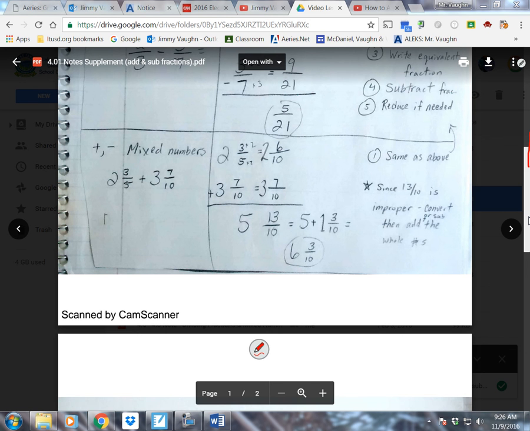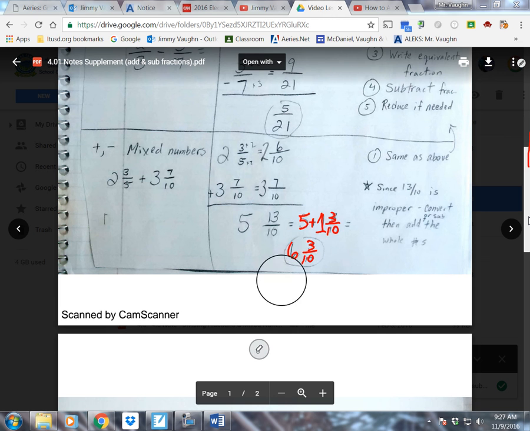10 goes into 13 one time with 3 left over, and the denominator 10 stays the same. Don't forget to add that whole number that you were working with before, 5, onto that, and so you come out to 6 and 3/10. Okay?